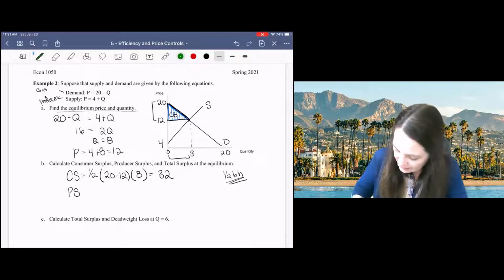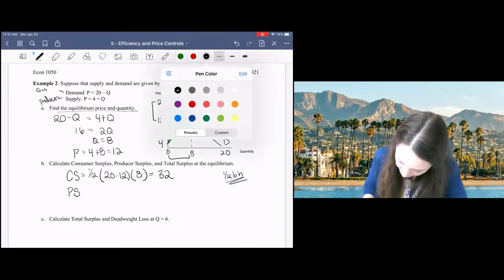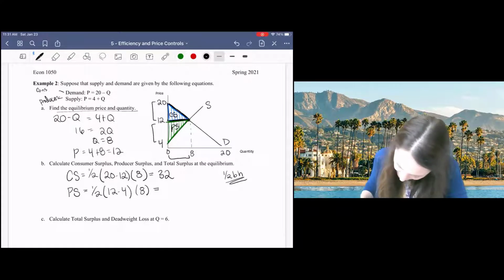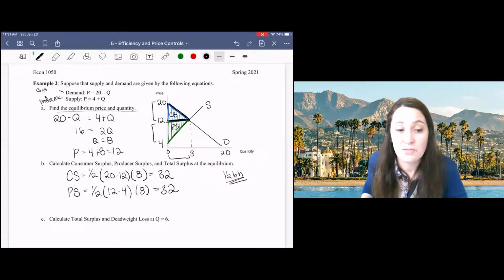Producer surplus is the difference between the producer's reservation price, which is given by the supply curve, and the amount of money they receive in exchange for the good, summed up over all of the units that are sold. So that's going to be this triangle here between the price and the supply curve. So if I go to calculate producer surplus, it will be 12 minus 4, that's the height of the triangle. And then again, 8 is the length of the triangle, the number of trades. And that once again gives me 32 for producer surplus.